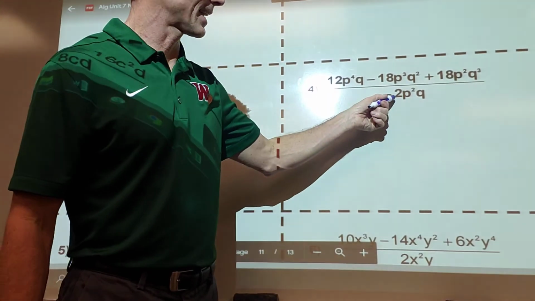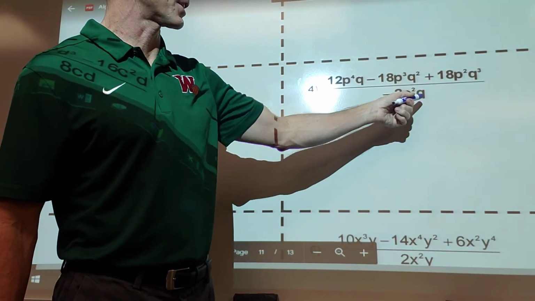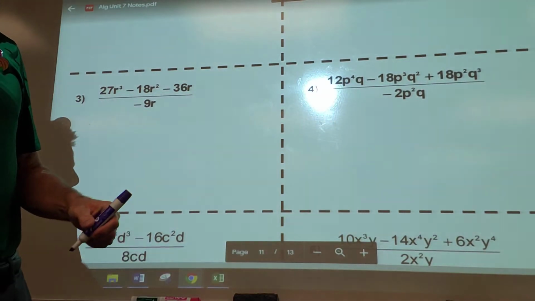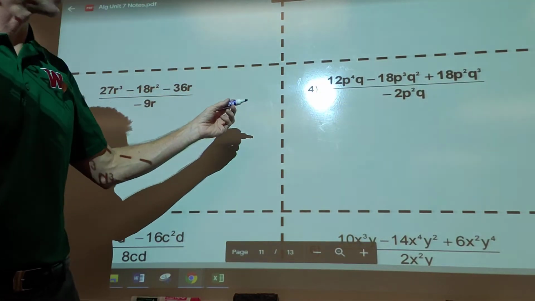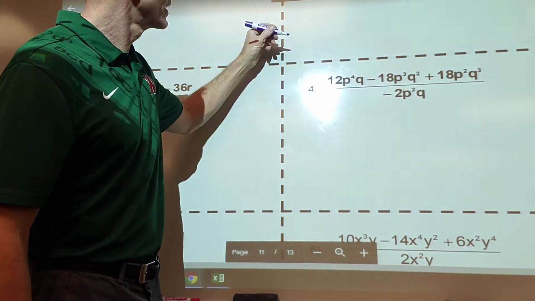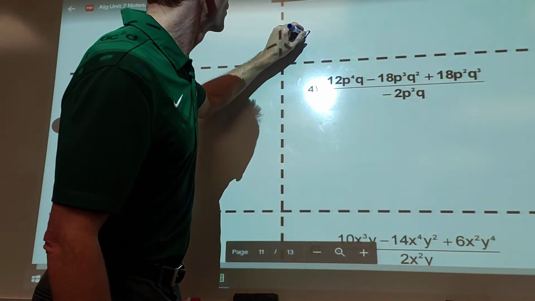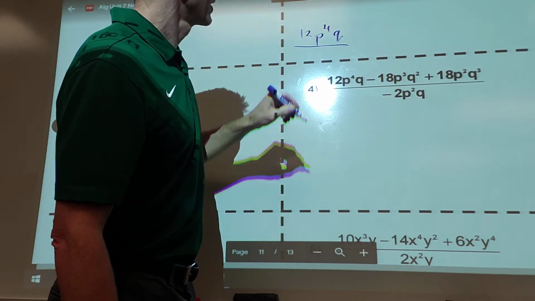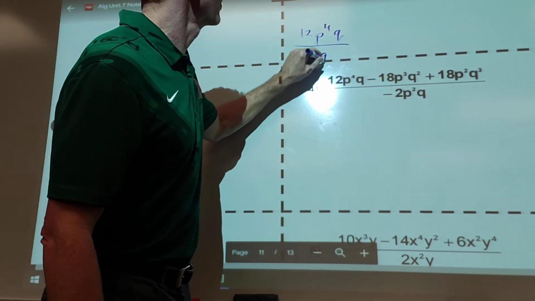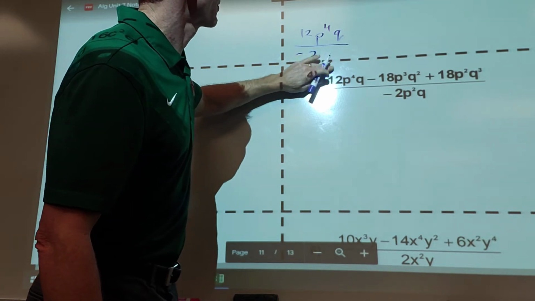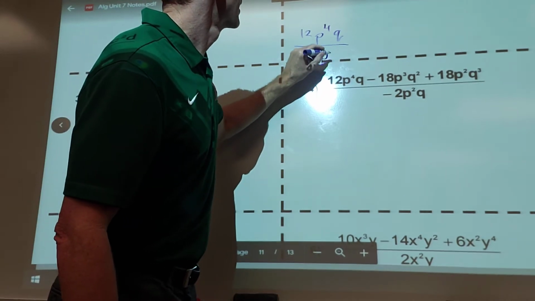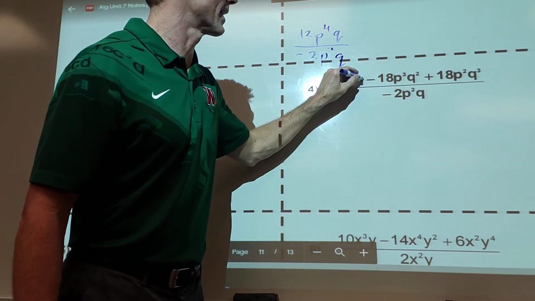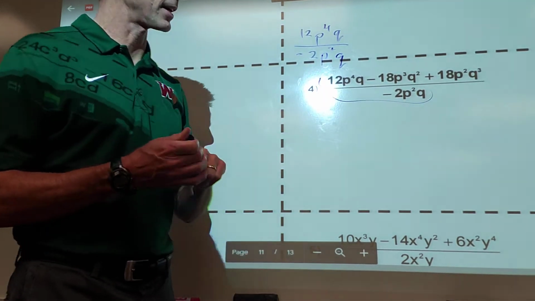We're going to take the negative 2 p squared q into each of these separately. So we could rewrite each one. I could rewrite this up above: 12 p to the fourth q divided by negative 2. That would be a p squared q, right? So I could divide that part right there.